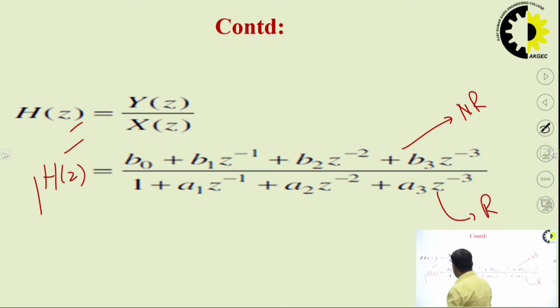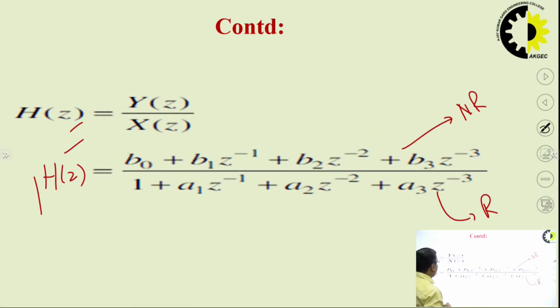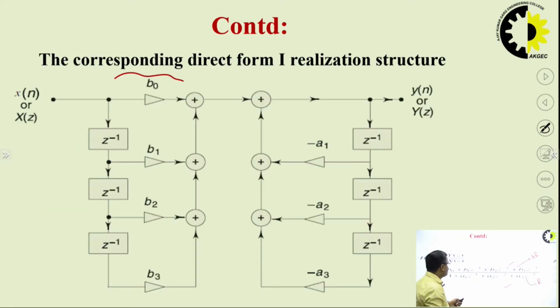So in this H of z, you will have non-recursive and recursive terms. And from this expression, you can make a structure using the direct form 1 for an IIR digital filter. So simply you can draw a structure in this way. In direct form 1, firstly you have to realize your H of z non-recursively, then recursively. So firstly you have to realize the numerator part, the zeros, then you have to realize the denominator part, which means the poles, and the structure will be of this type.